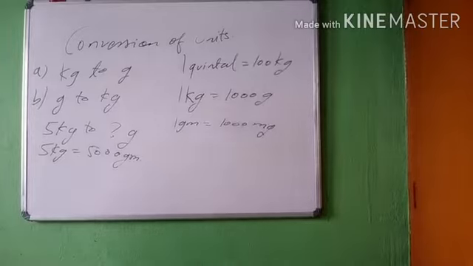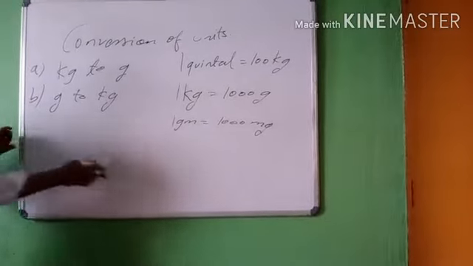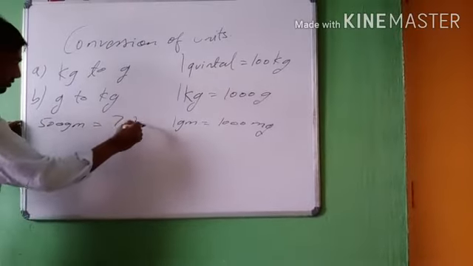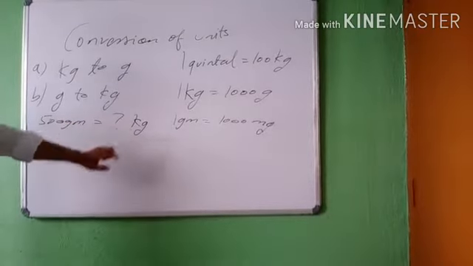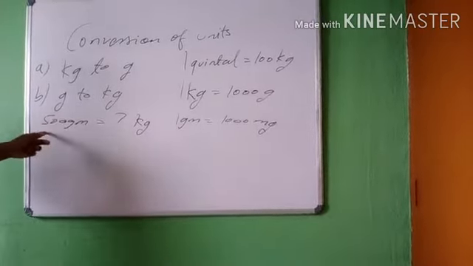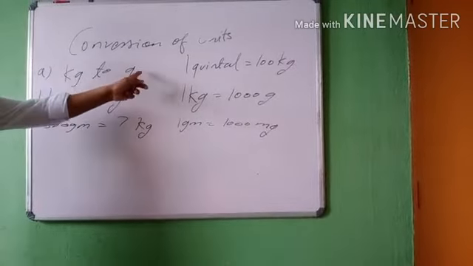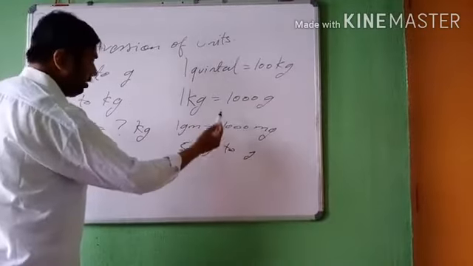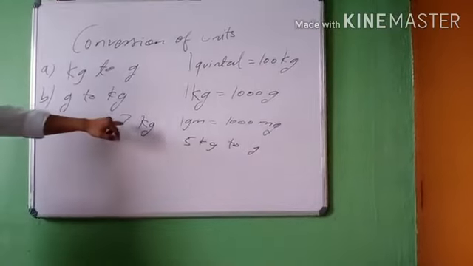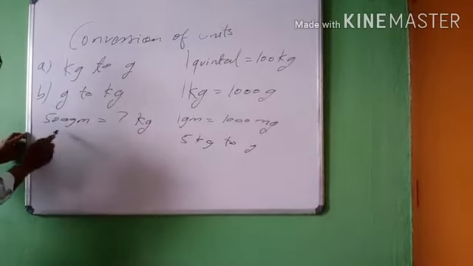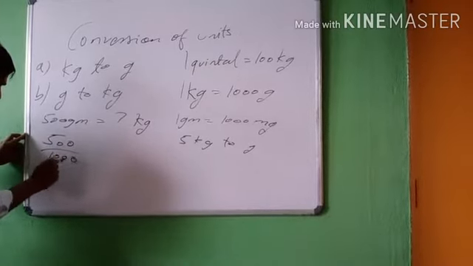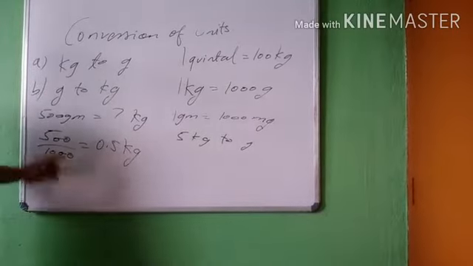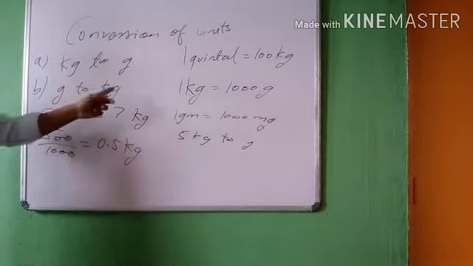Now, in number bits, it's quite difficult. Suppose I have 500 gram. How much is that in kg? Here, I will divide by 1000. Now, listen carefully, children. Whenever you are converting bigger to smaller, I will multiply. In the first case, I converted 5 kg to gram, bigger to smaller, so I multiplied by 1000. Here, I am converting smaller to bigger, so I will divide by 1000. So it will be 500 by 1000 equals 0.5 kg. This is how we have to solve. Just remember, there is multiplication and division involved. Whenever you are converting bigger to smaller, multiplication, and smaller to bigger, division.